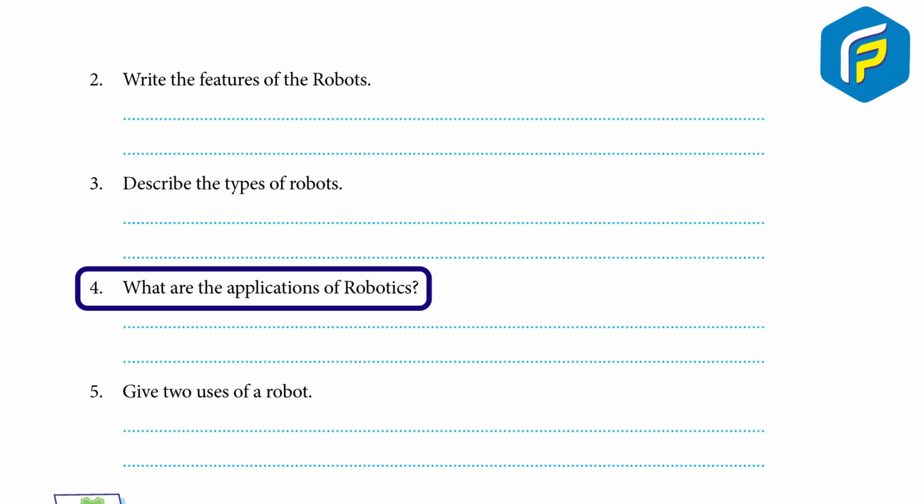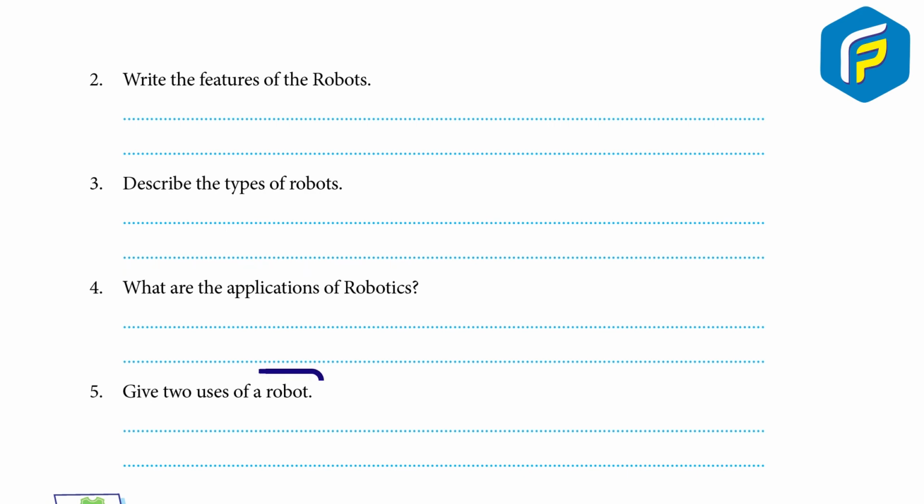6. Household, vacuuming and mowing the grass. 7. Rescue, undertaking search and rescue missions after natural disaster. 8. Military operations, detecting landmines in war zones. 5. Give 2 uses of a robot. Answer: Robots are used in disaster response for hazardous or dangerous duties. Robots are widely used in manufacturing, assembly and packing.